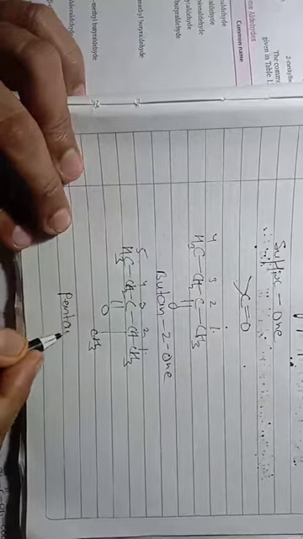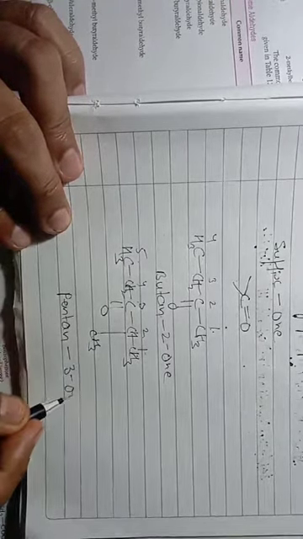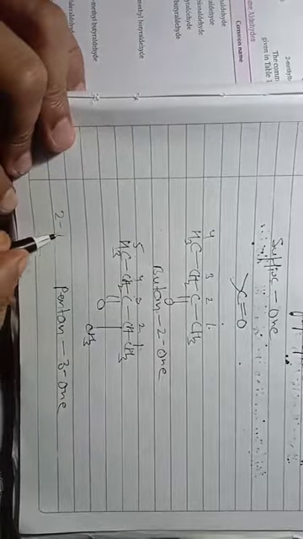Third carbon with functional group 3-one, and the second carbon is having a methyl group, so 2-methyl. Okay students, so in this way we will name aldehyde and ketones.